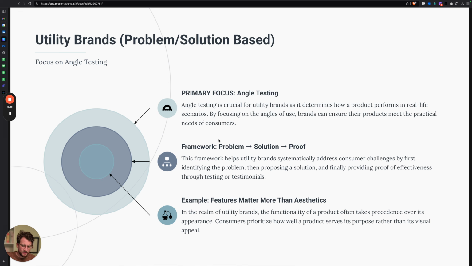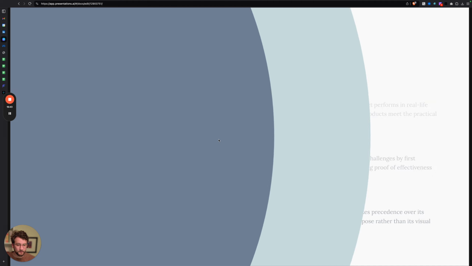Diving into that a little bit more, a big piece for utility-based brands is that features matter more than aesthetics. Of course, aesthetics do matter, but it's really going to be the benefit that the product provides that ultimately sells the consumer.